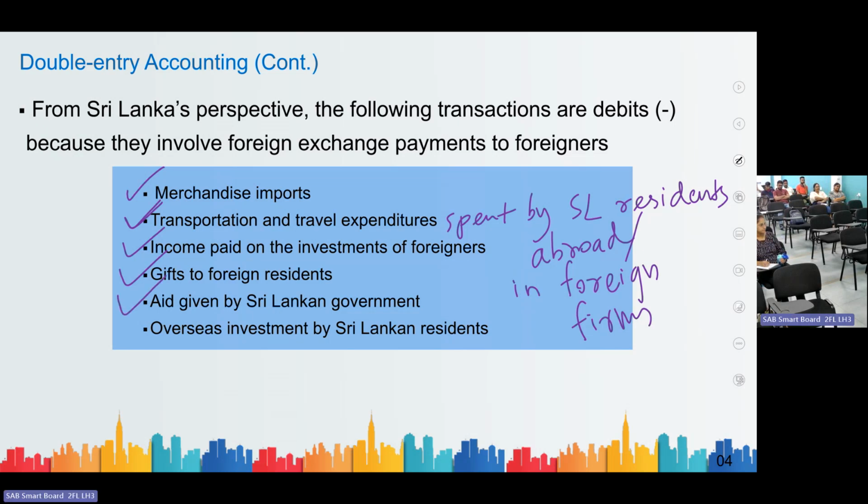It's a debit transaction. Overseas investment by Sri Lankan residents, when Sri Lankan residents bring FDI to other countries, that is an outflow. So it's going to be a debit transaction. So these are some examples of debit transactions. They are debit transactions because there are foreign exchange outflows from Sri Lanka to other countries.